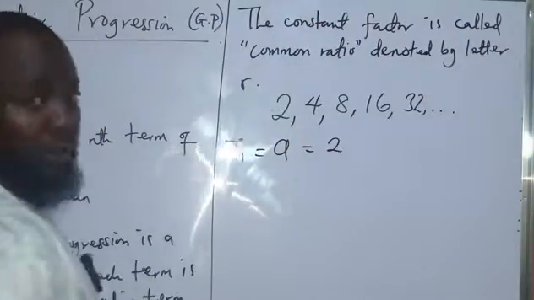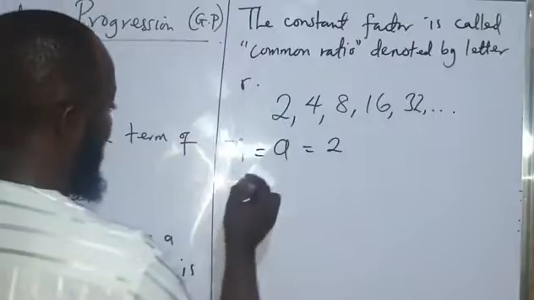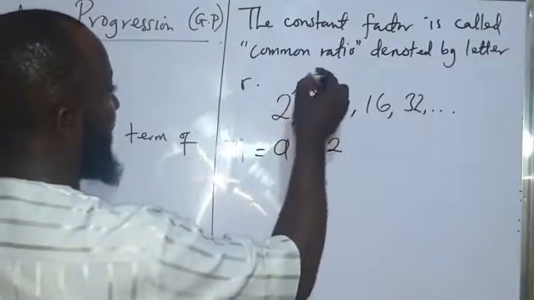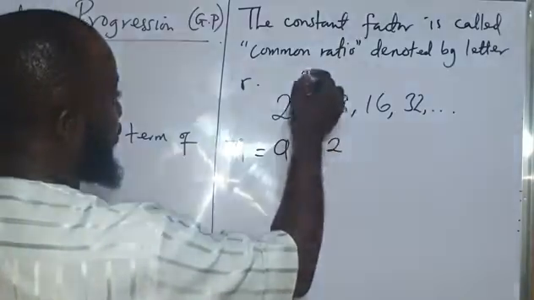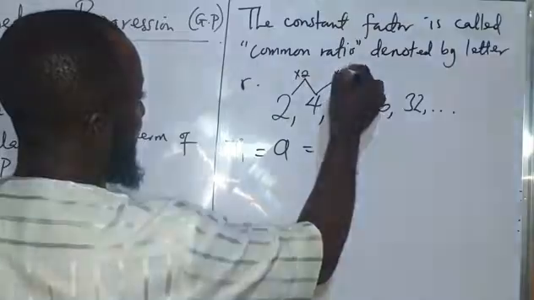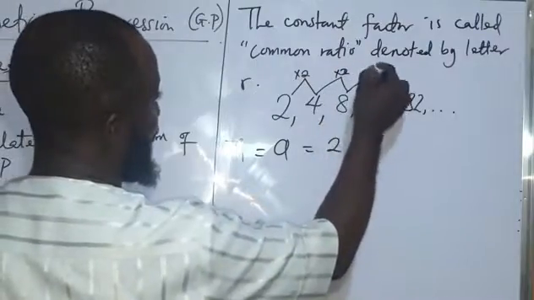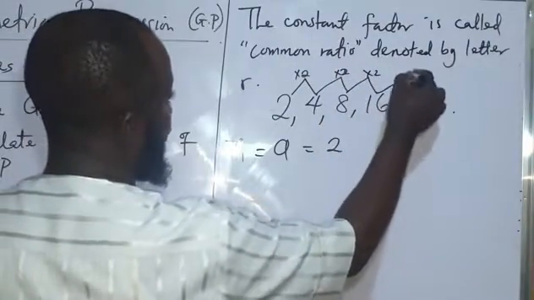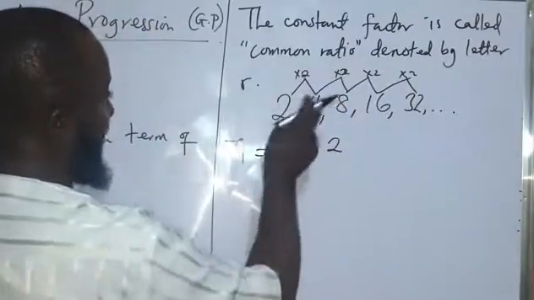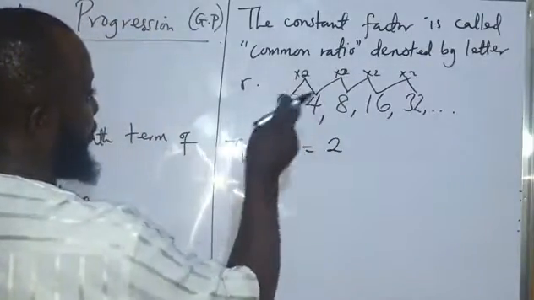To get the second term, the constant factor here is 2: 2 times 2. This is also times 2, and this is also times 2. This is also times 2. So you times this one by 2, you get this. Times this one by 2, you get this. Times this one by 2, you get this one.